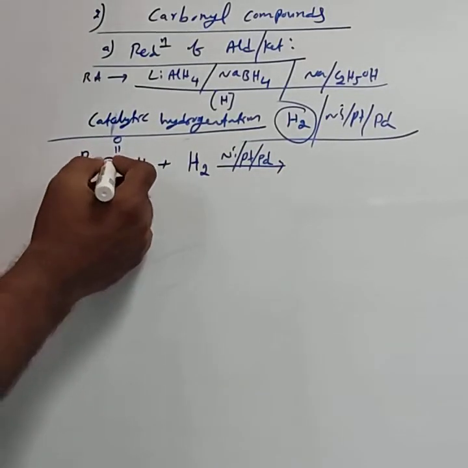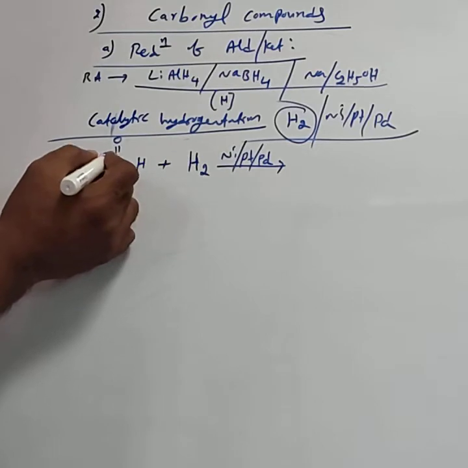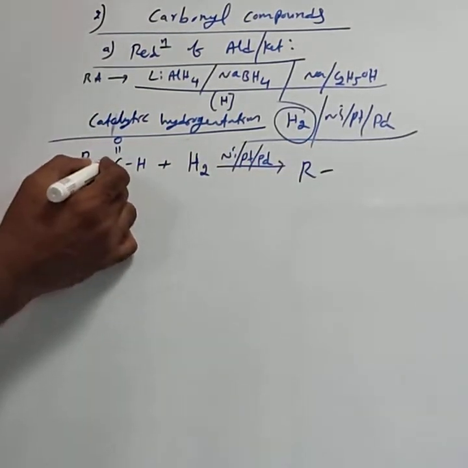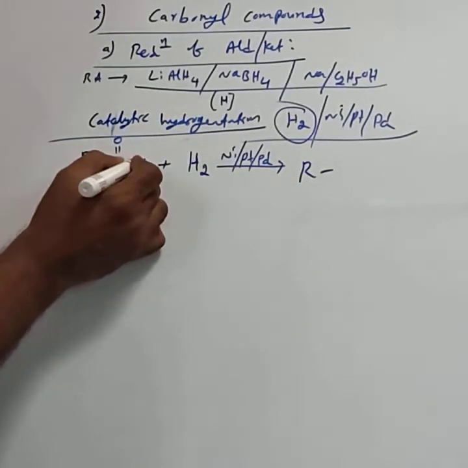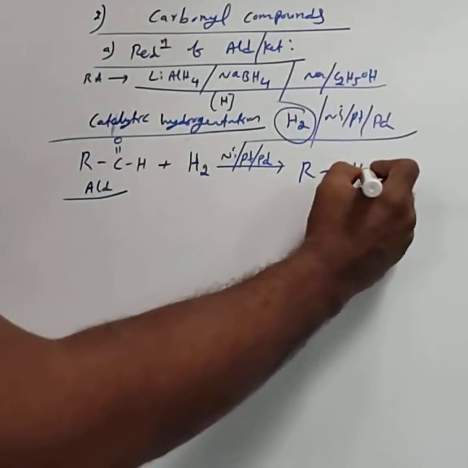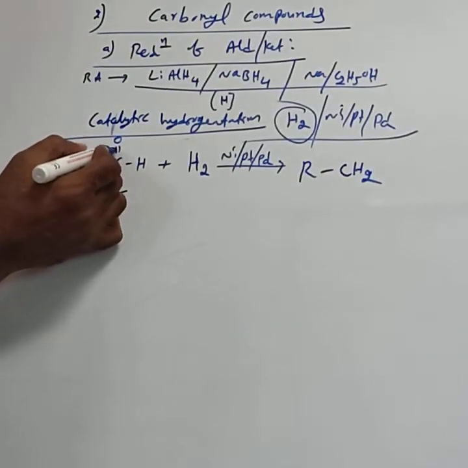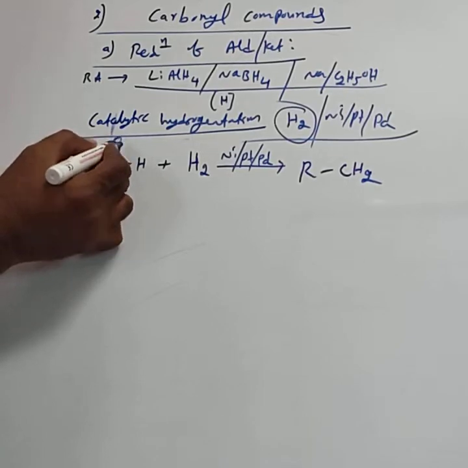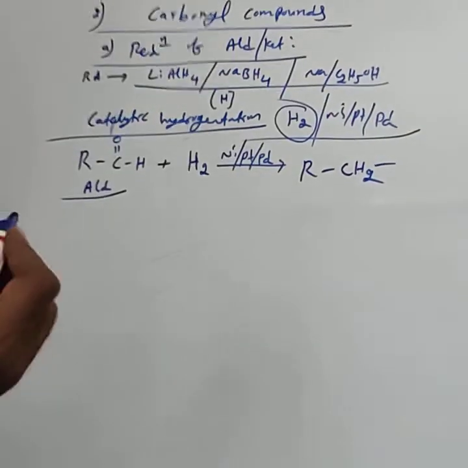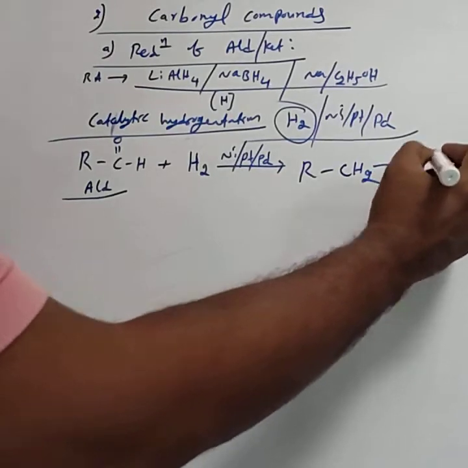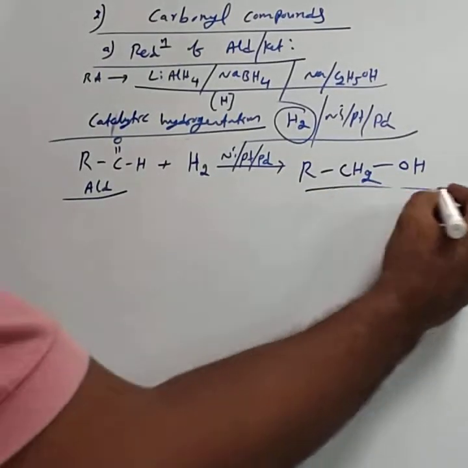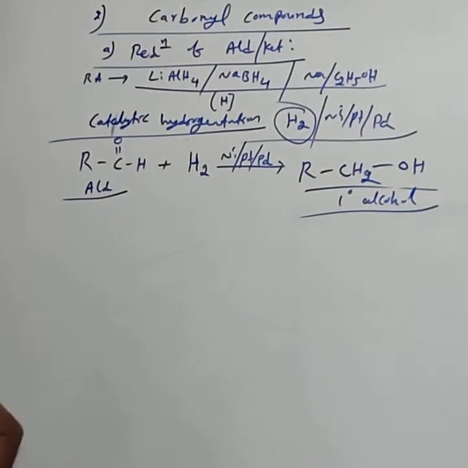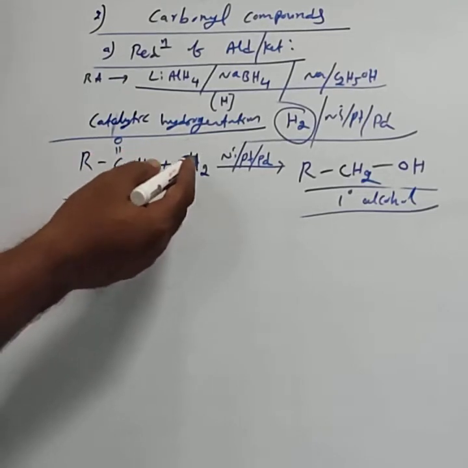Then each hydrogen atom gets added across the double bond. One hydrogen gets added, then CH is converted into CH2. Across the double bond, one more hydrogen gets added to the oxygen, hence the double bond is converted into a single bond, and O is converted into OH, giving RCH2OH. This is called a primary alcohol. That is aldehydes on catalytic hydrogenation.